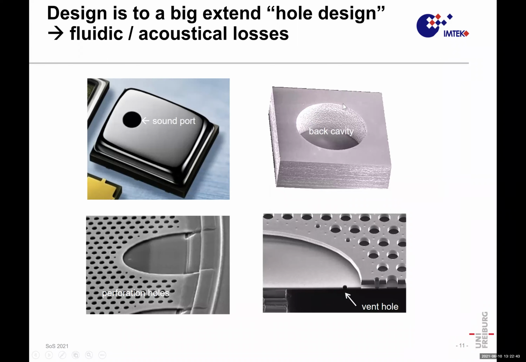Then he has his chip with this back cavity, which is also a hole that has acoustic performance. Our whole perforated backplate is clear: the sound has to move through this plate. It should be transparent, so these holes have to be under control. And last but not least, this ventilation hole, these tiny holes that allow to ventilate air in the microphone for static pressure relief. They are important as well.